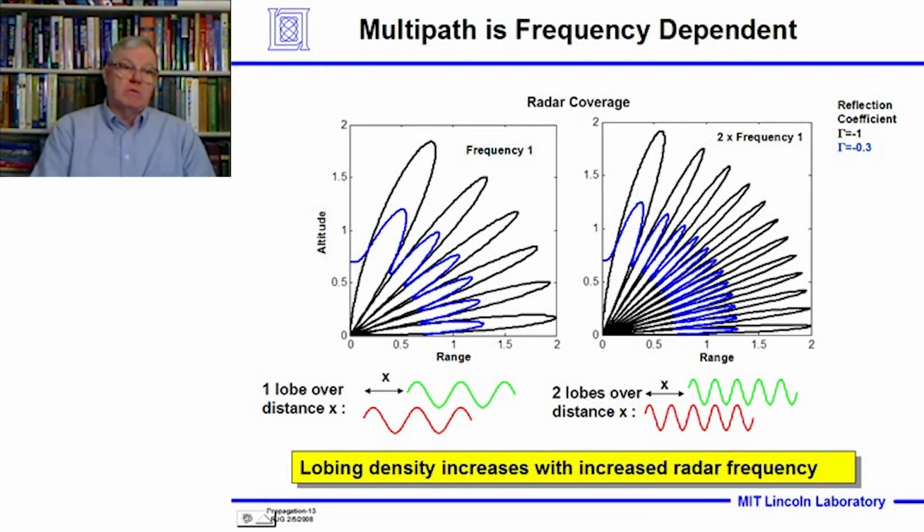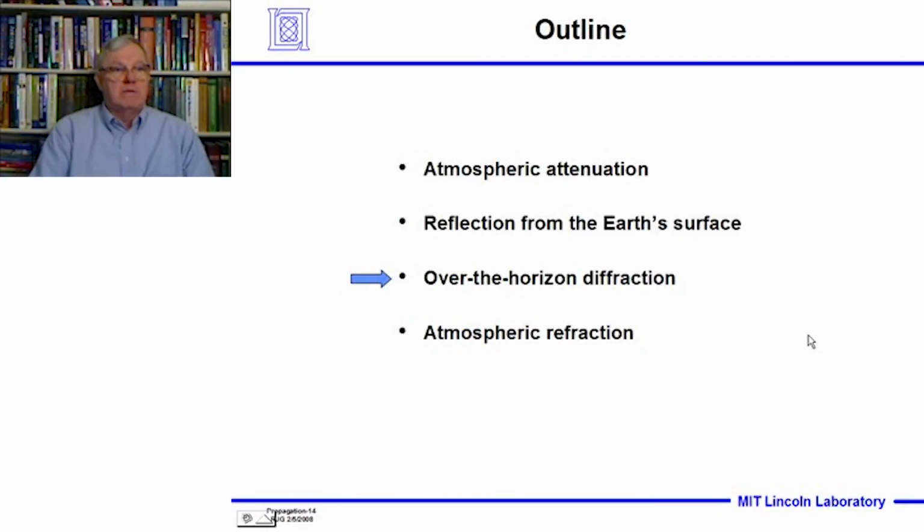In other words, as I was operating the radar, could I go from one frequency to another to fill in these lobes and still get pretty good low elevation coverage? If there are any students in the audience that have some science or electrical engineering background, that's a good exercise for you to do. But the main point is that the lobing density increases with increasing radar frequency.